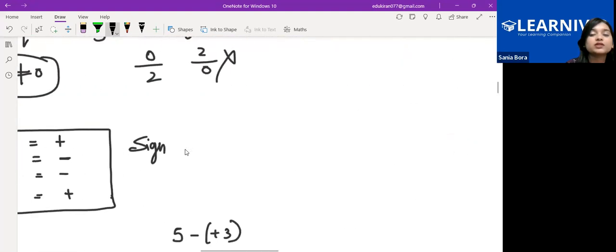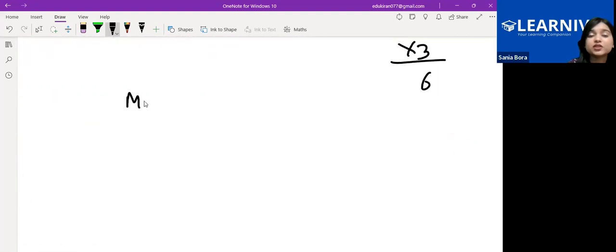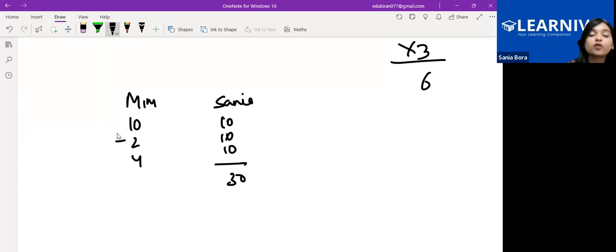So it's like, for example, Manisha and Sandhya. Manisha is scoring 10, then minus 2 and 4. And Sandhya is scoring 10, 10 and 10. So what you need to do is add it. Over here, it's very easy. 10, 10, 10, I got 30. But in this type of question, first you will write it like this: 10 plus minus 2 plus 4.